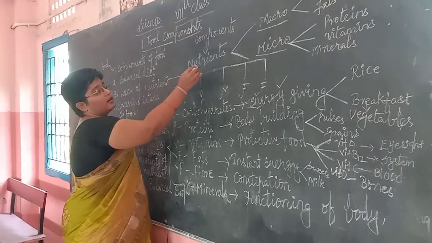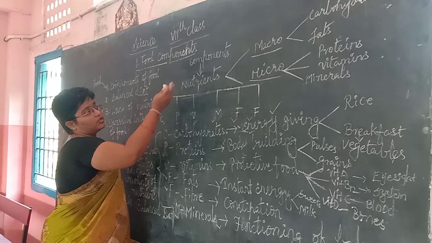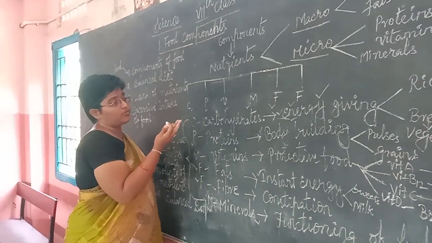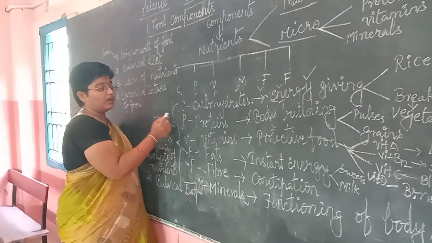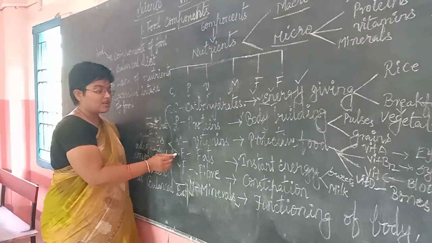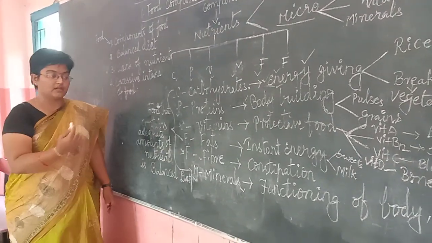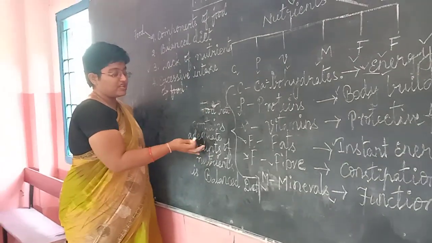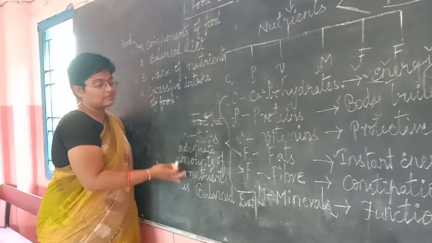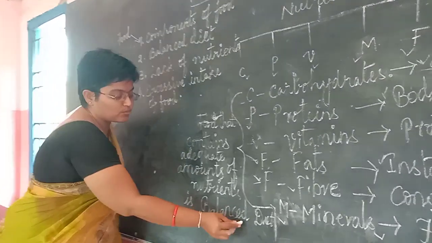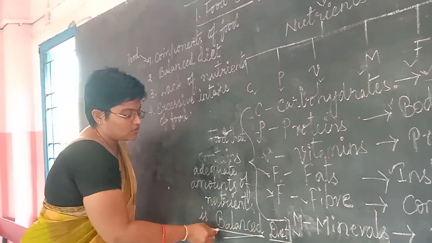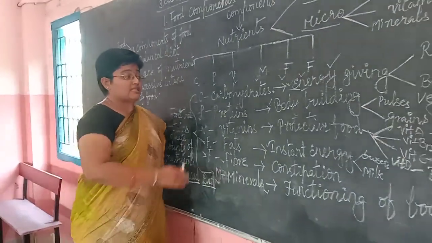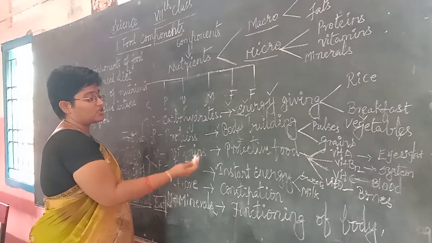So let us again revise about the nutrients. Food contains nutrients of different types: carbohydrates, proteins, vitamins, fats, fibers, minerals. When all these nutrients are present in sufficient amounts in food, it is said to be a balanced diet. Is it clear, children?